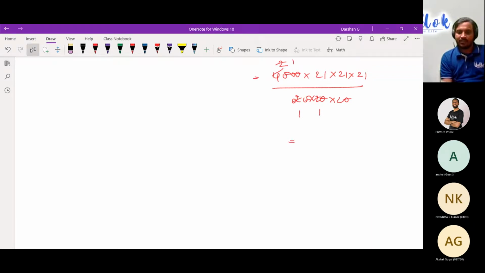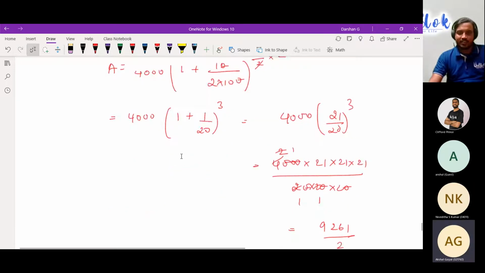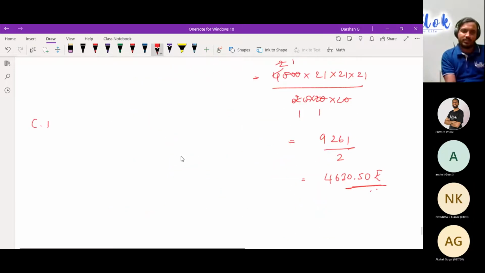So multiply everything and divide. What is the overall answer? 21 times 21 times 21. Akshat, 9261. Got it. Divided by 2. So that would result in 4,630.50. But again, if you stop here you will lose 1 mark. They are asking for the compound interest, right? So please calculate the compound interest.